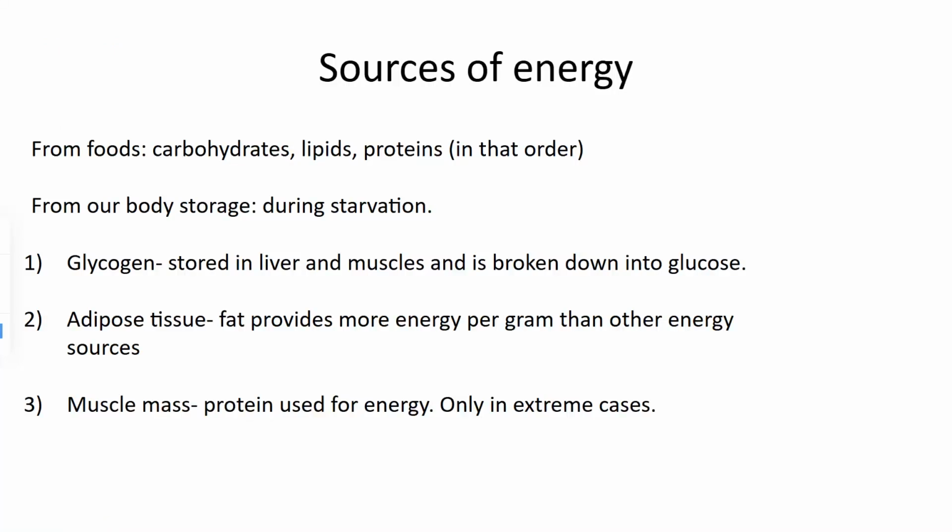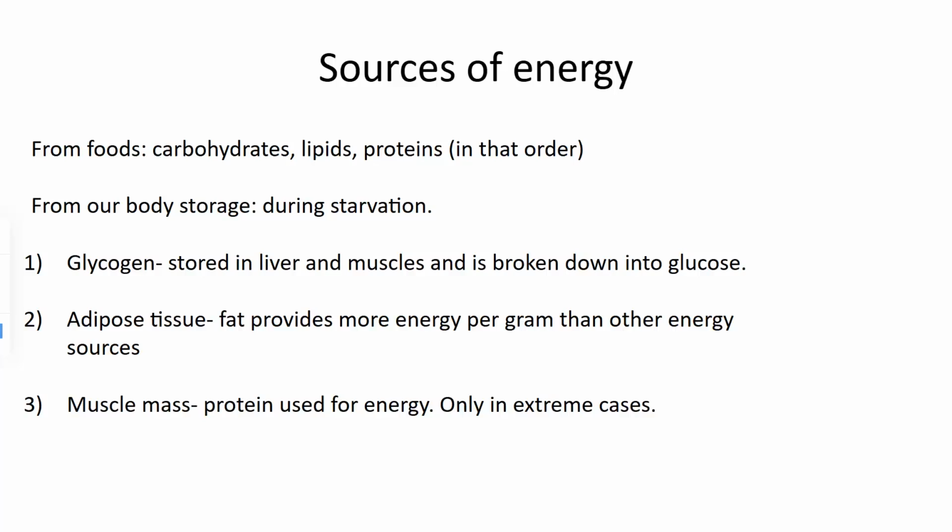Sources of energy, so from foods, carbohydrates, lipids, and proteins in that order. So our body is first going to use glycogen stores. It's stored in the liver and muscles. Much more glycogen is stored in the muscles than in the liver. Muscles are the primary source of glycogen storage. And it's broken down into glucose.